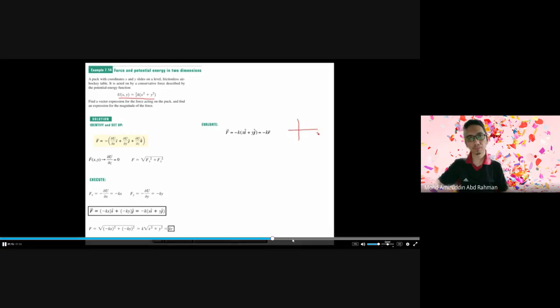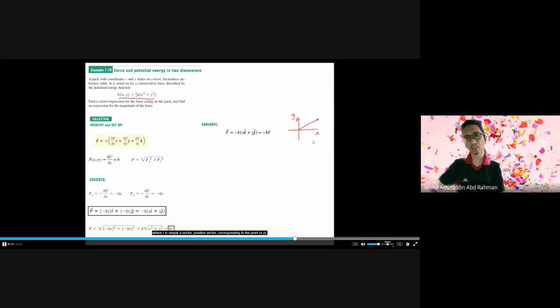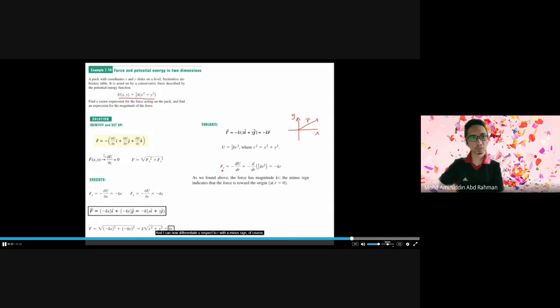When you plot it on the graph, it's simply a vector. That's your r, the position vector in that corresponding direction to the point x, y. r squared is x squared plus y squared, and I can now differentiate u with respect to r with a minus sign. So that's the force, which is F equals k times the square root of x squared plus y squared. So that's how to solve that question.